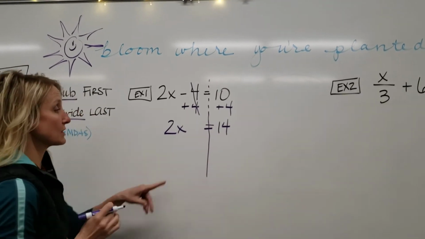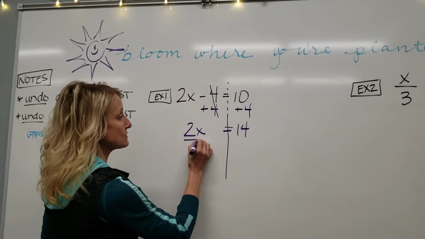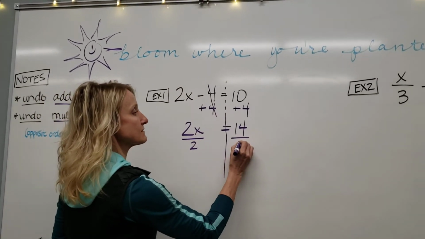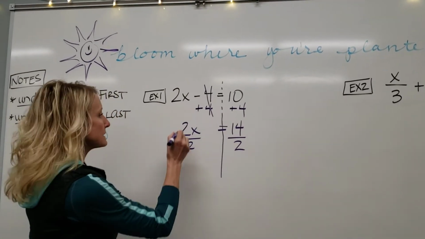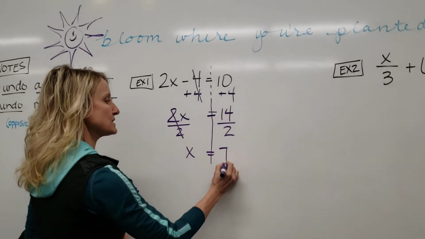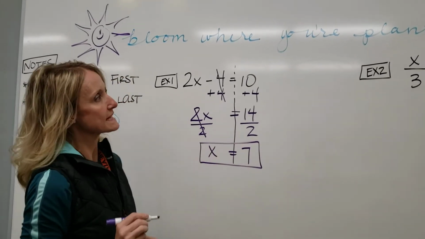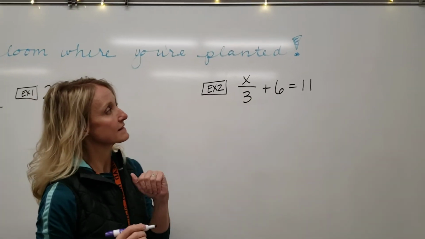Now, we still haven't gotten there. The x is still being multiplied by 2. The opposite of being multiplied by 2 is dividing by 2. So I'll divide both sides by 2. This will drop out, and we end up with 14 divided by 2 is 7. Okay? We'll do one more example of this.